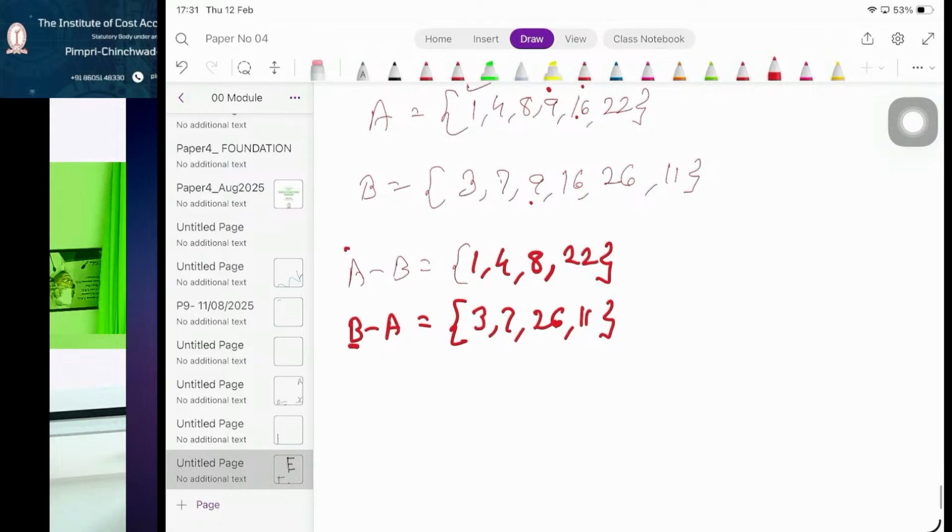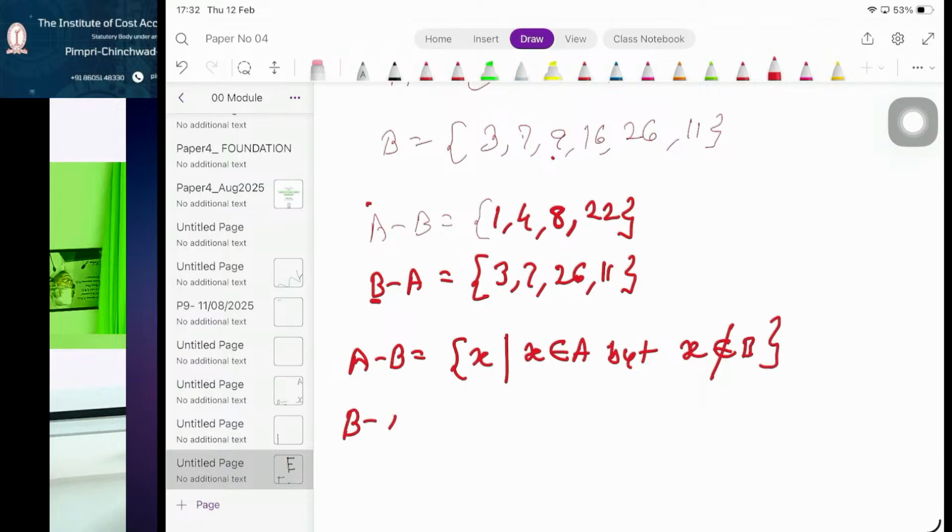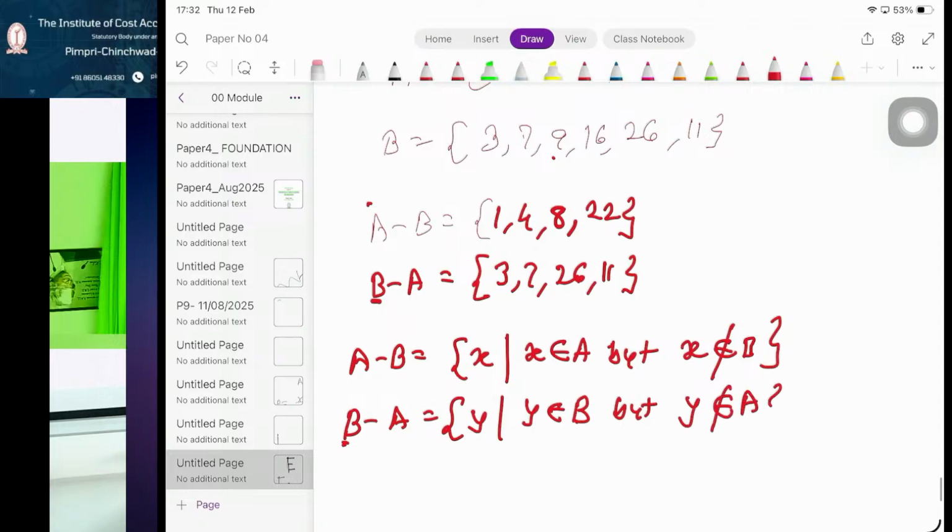And in mathematical notation it will be shown like A minus B is equal to {x : x belongs to A but x does not belong to B}. B minus A means suppose y such that y belongs to B, ये पहला वाला part, but y does not belong to A. इस तरह से वो mathematical notation हो जाएगा.